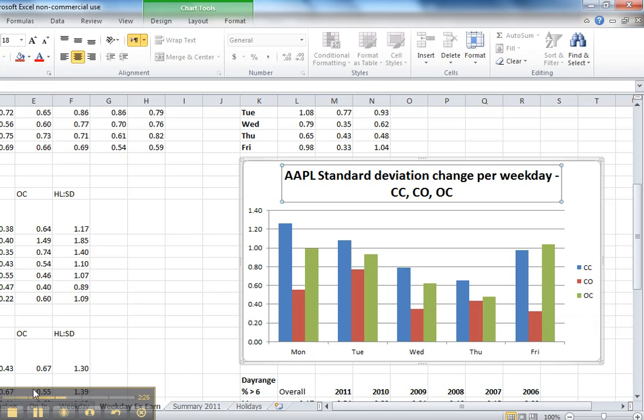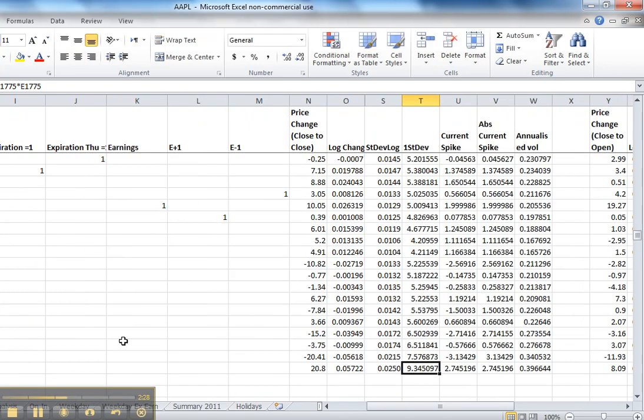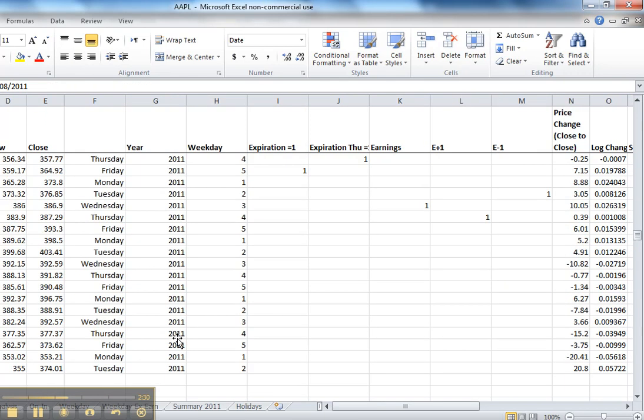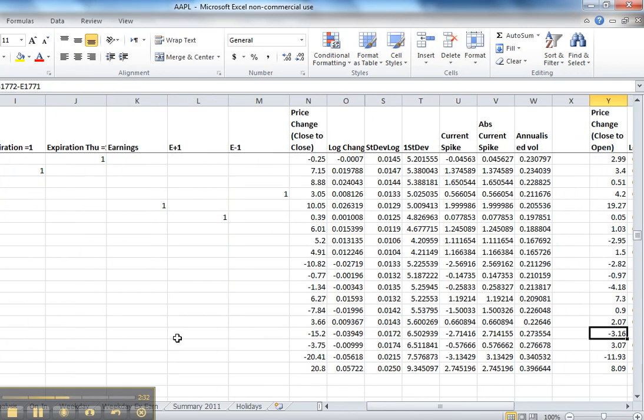Now, what we can also see if we go to this table over here is that currently one standard deviation for Apple is equivalent to approximately 9 points. Okay, it's increased a lot recently due to the massive volatility spike.